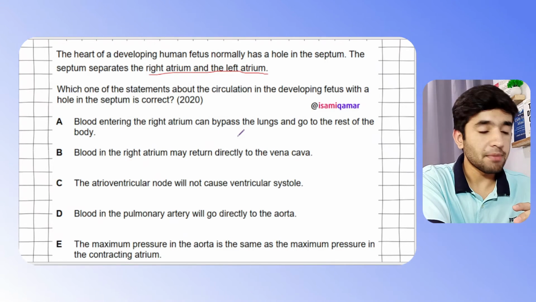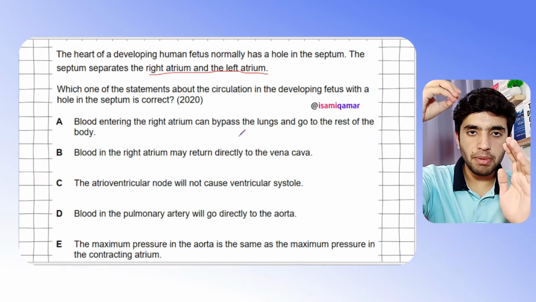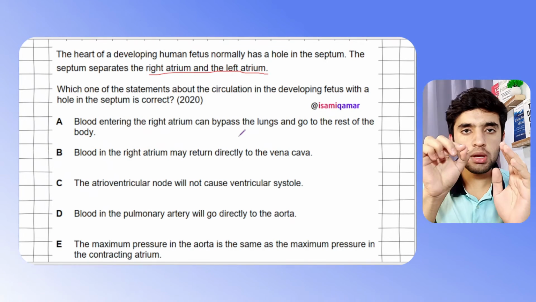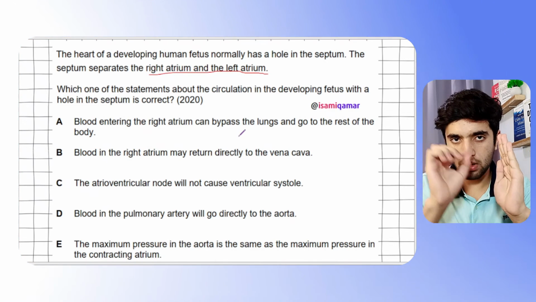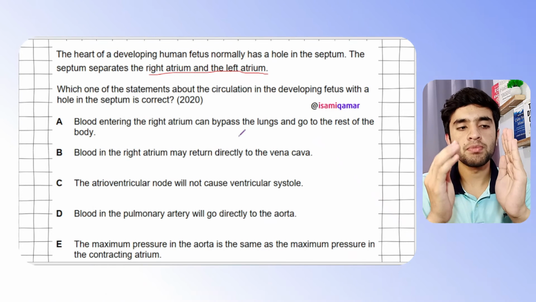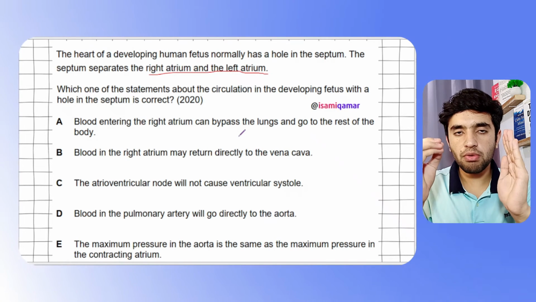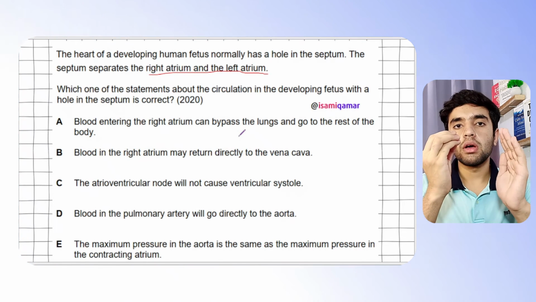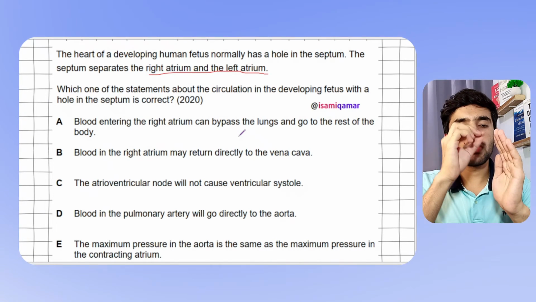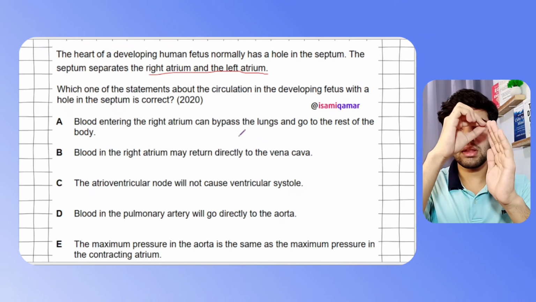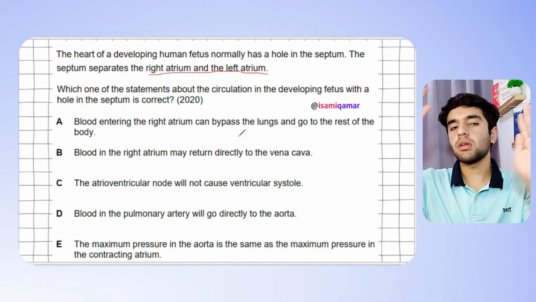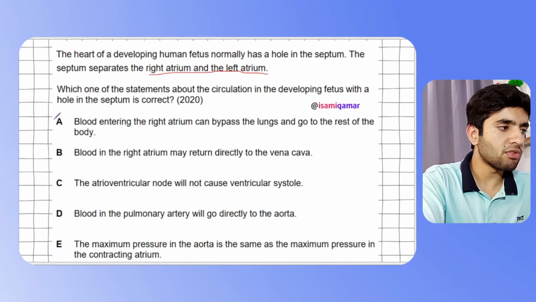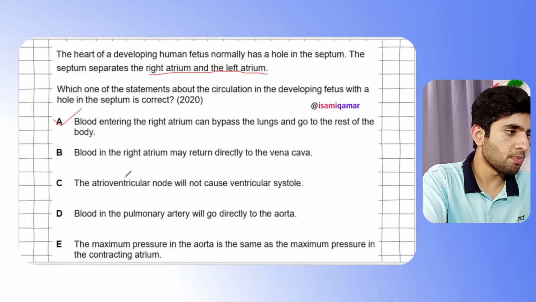Blood entering the right atrium, yeah. Now deoxygenated blood is pouring into the right atrium. There is a hole in between the right atrium and the left atrium, which means that blood can flow from the right atrium into the left atrium. Deoxygenated blood will go into the left atrium, then into the left ventricle, and will spread into the whole body. So this is actually true. It will bypass the lung. This is true.